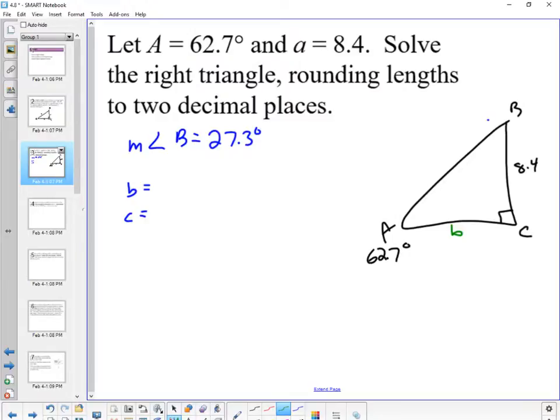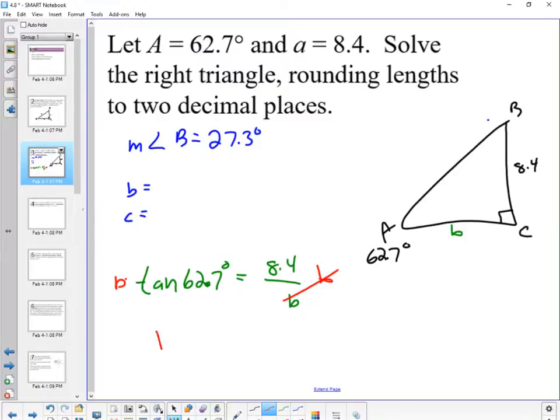So if I'm looking at it from the point of view of A, I have the opposite. I want the adjacent, correct? Which trig function does opposite adjacent? Tan does, right? So we're going to ask for the tan of 62.7 degrees. Now I know tan 62.7 is just some number, and it should equal its ratio, which happens to be 8.4 over b. And then we're just going to algebra this for now. I'm going to multiply both sides by b.